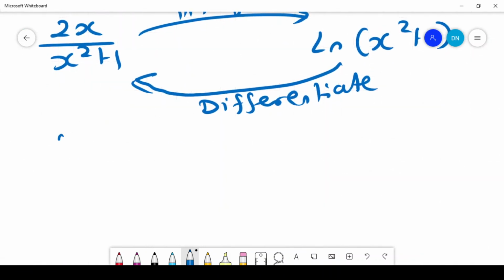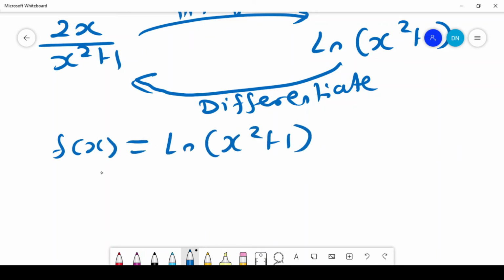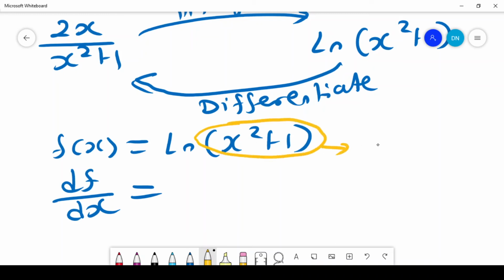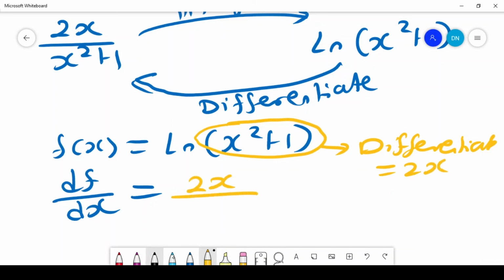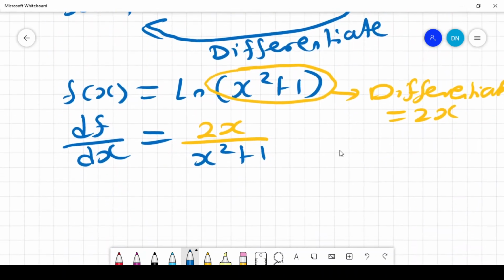So I'll start off with the differentiation. f of x is ln of x squared plus 1. So df over dx will be equal to. So how do we differentiate the ln? You take this, you differentiate it, and this gives you 2x. So I'll put 2x there, and then I'm going to divide by the original function. And that is the rule of differentiation. So I've seen that if I differentiate ln of x squared plus 1, I get 2x over x squared plus 1.